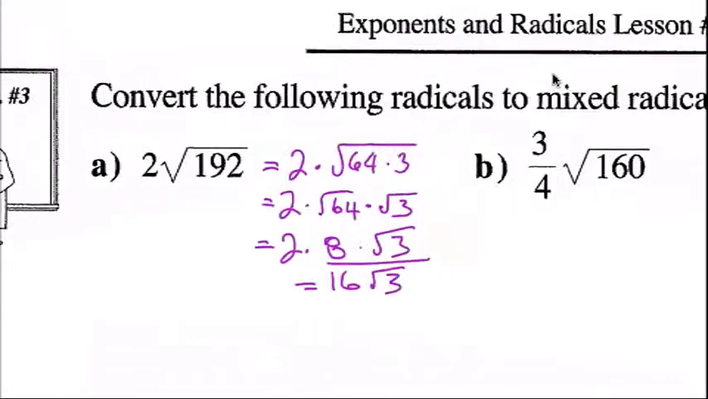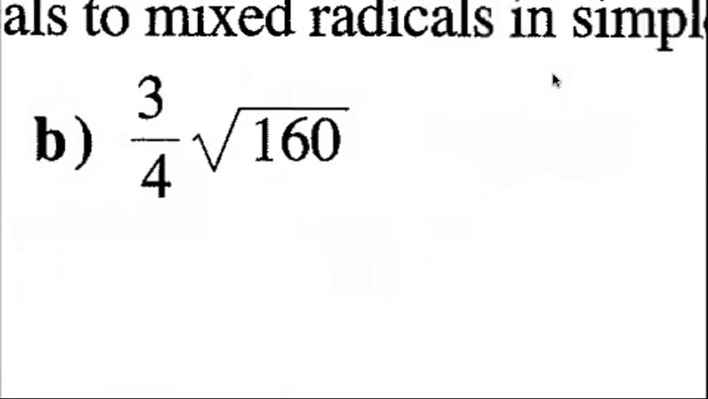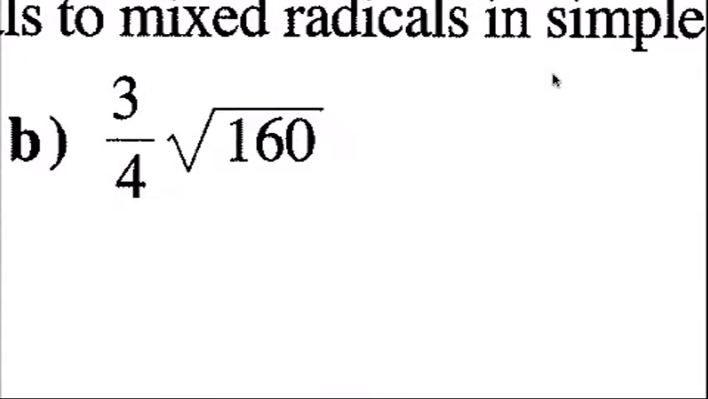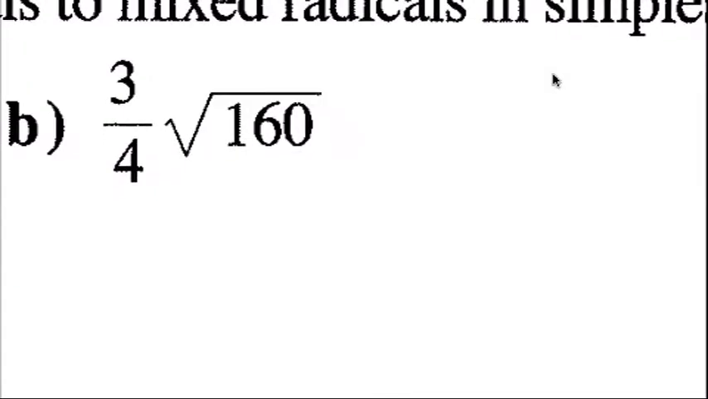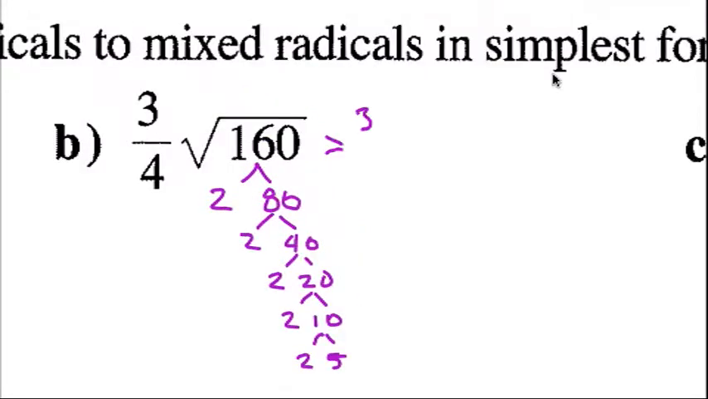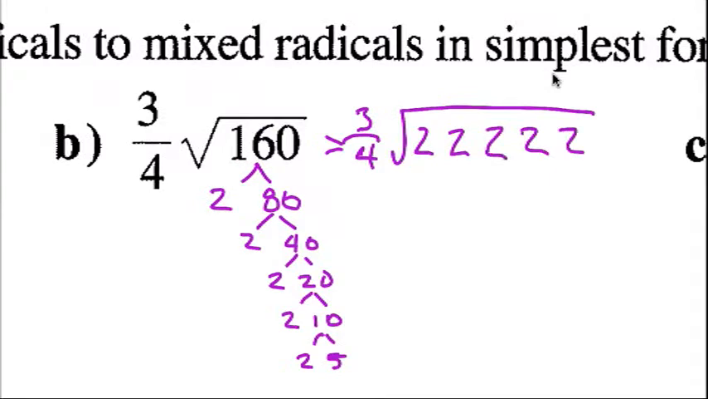Let's say I'll do 160 by prime factorization. So 160 divides by 2, that gives me 80. Divides by 2 gives me 40. 2 and 20. 2 and 10. 2 and 5. So this is 3 over 4 times the square root of 2 times 2 times 2 times 2 times 2 times 5.